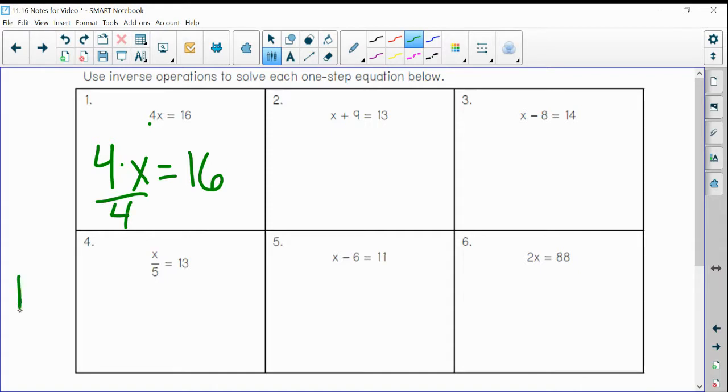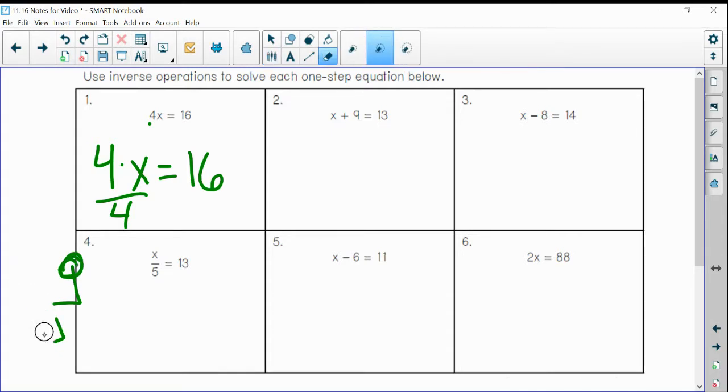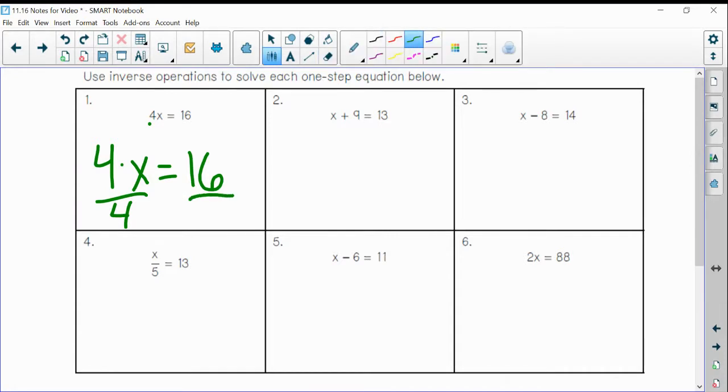But remember, back to our scale. If I take away something on this left side, it's going to go up because it'll be lighter. If I want them to stay equal, I have to take away just as much on the right side. So if I'm going to divide on that left side, I also have to do it on my right side. Otherwise, this equal sign will not be true.